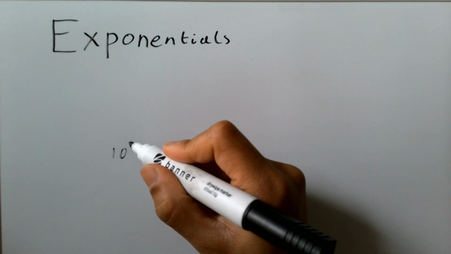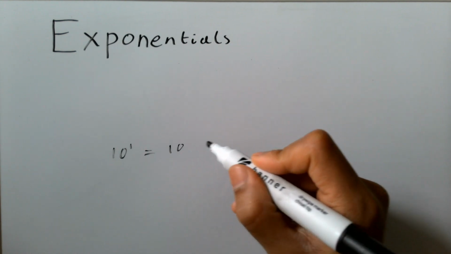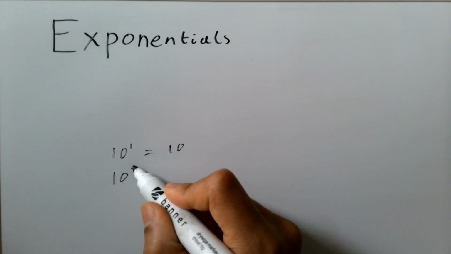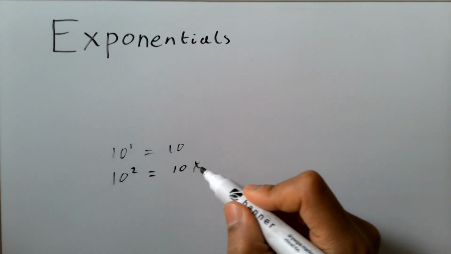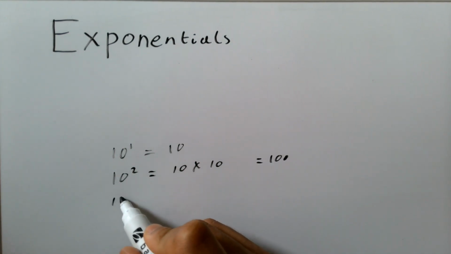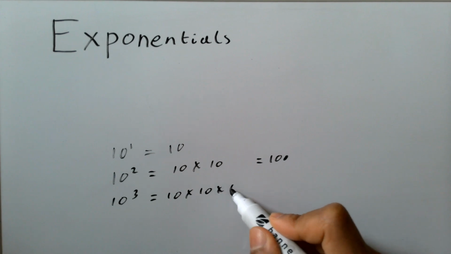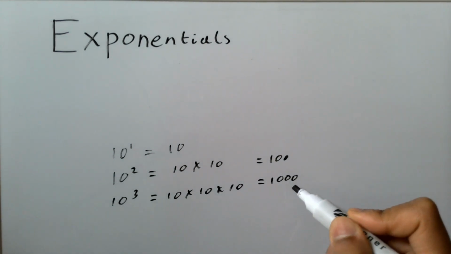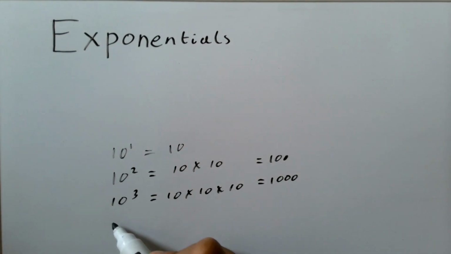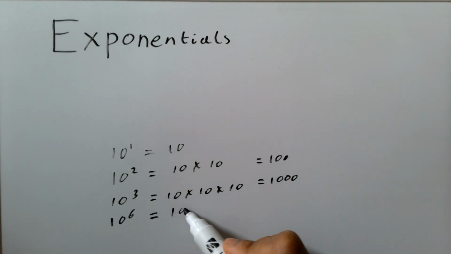So if I take 10 to the power of 1, or 10 with an exponent of 1, that's the same as saying 10, because you've got a 1 here and a single 10 here. So now if I go 10 to the power of 2, that's 10 times by 10. That's the same as saying 100. So next, if I go 10 to the power of 3, that's the same as saying 10 times 10 times 10, which is 1,000. So you can see I've got a 3 here and 3 zeros here. So now if I want 10 to the power of 6, that's the same as saying 1,000,000.